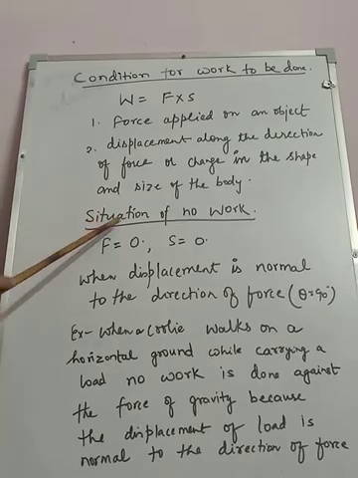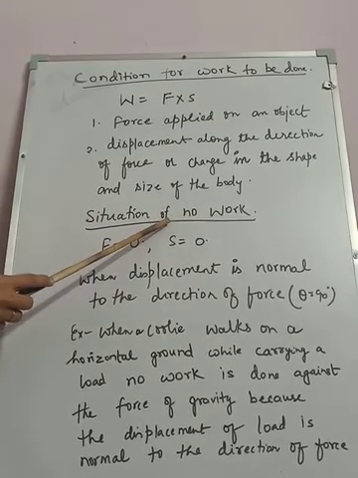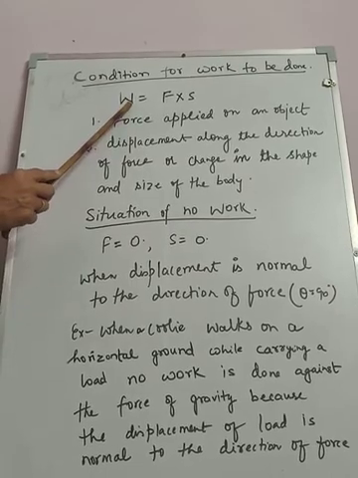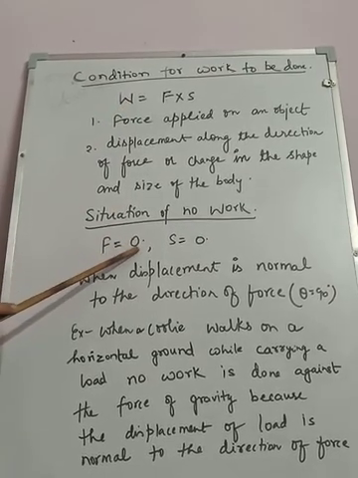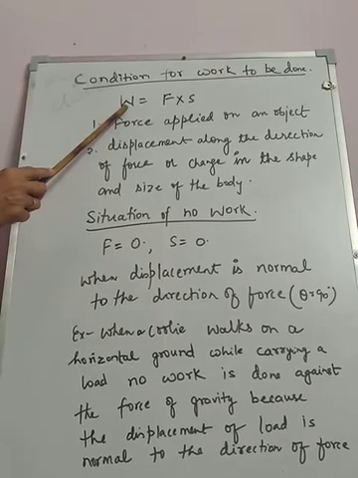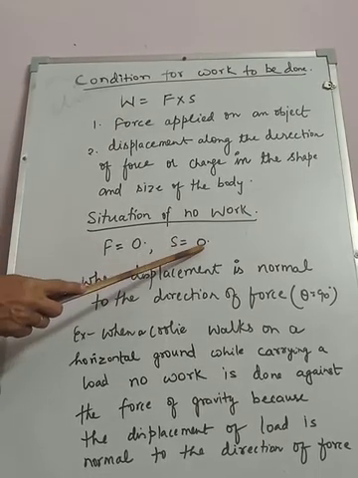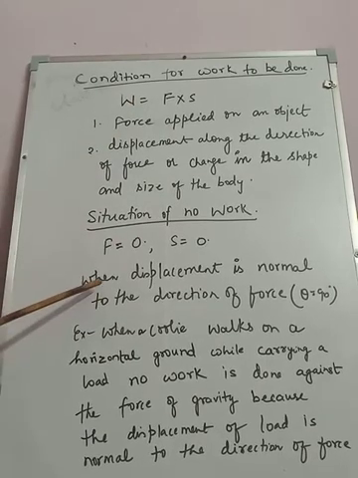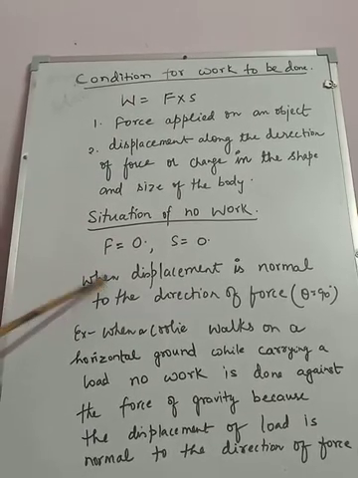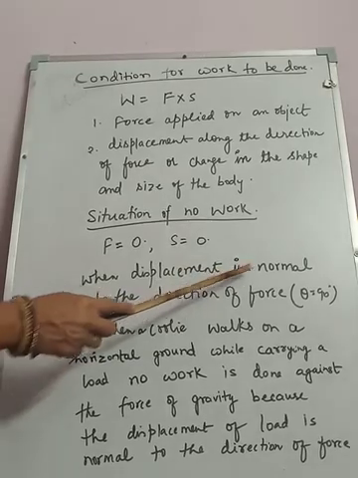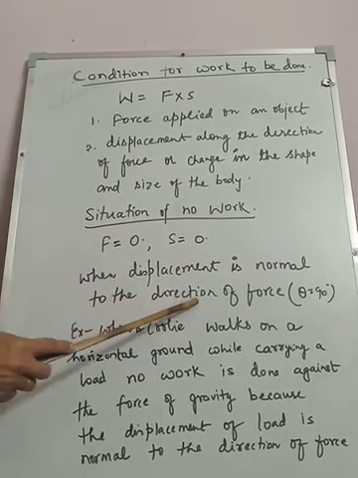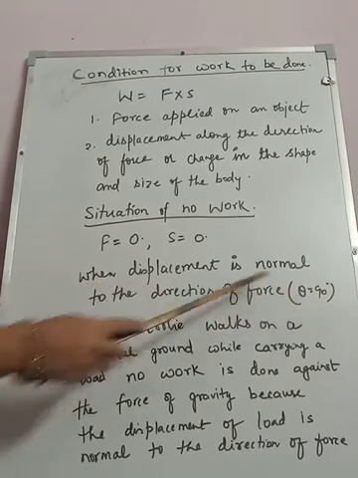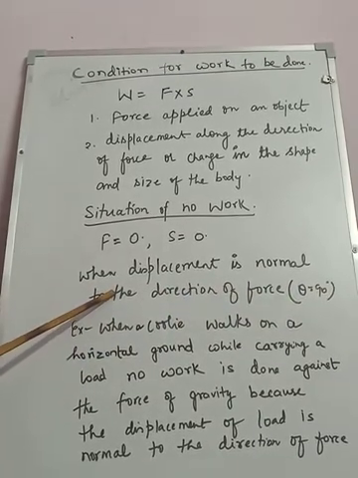The situation of no work. In which condition do we say that no work is done? According to this formula, when F is equal to 0, then no work is done. If S is equal to 0, then no work is done. But there is a special condition: when displacement is normal to the direction of force. That means if the angle is equal to 90 degrees, then no work is done.